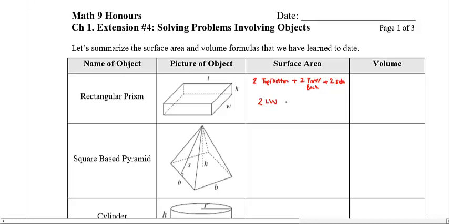Length times width. 2 of the front and back would be length times height. And 2 of the sides would be the width times height. And volume, yeah, it's just length times width times height. Good.